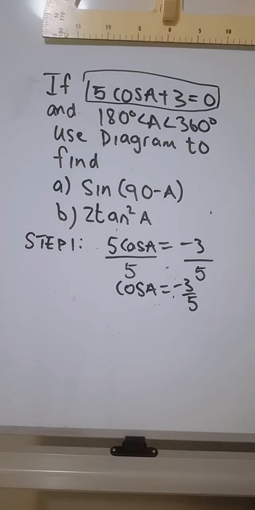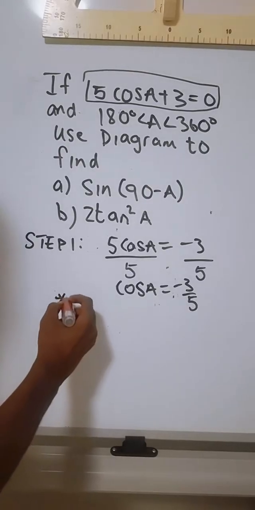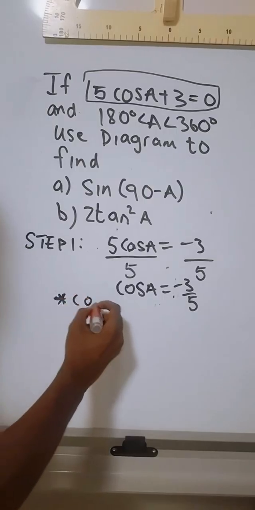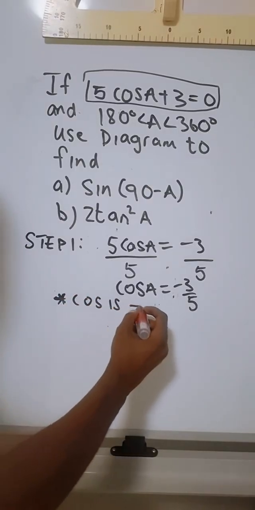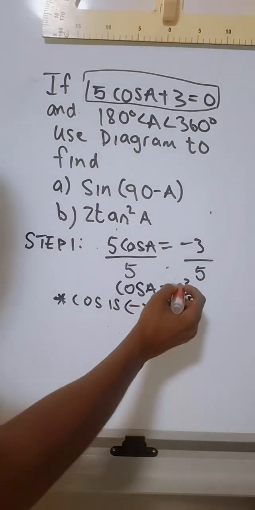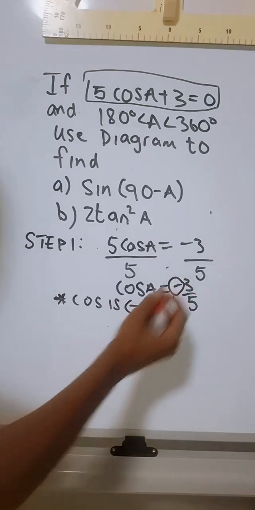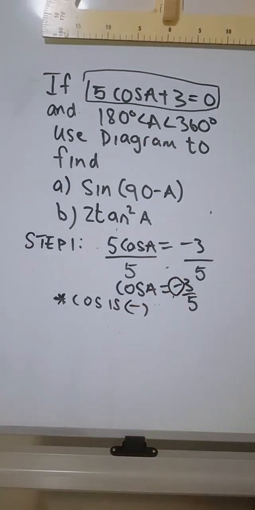Okay. Now, two things that we can conclude from the fact that cos A is equal to negative 3 over 5. One, cos is negative. Where do we get that? From the sign. Okay.